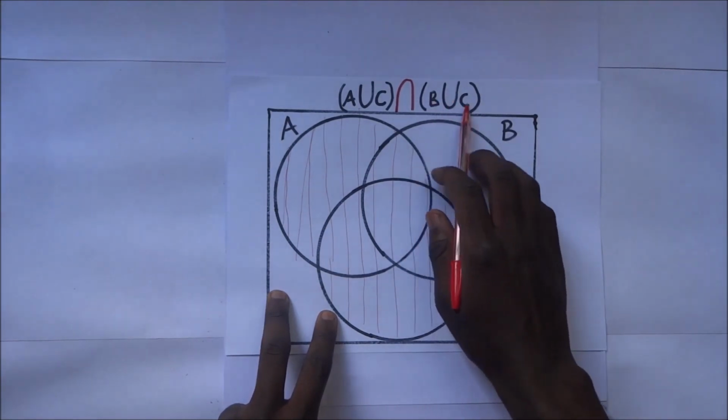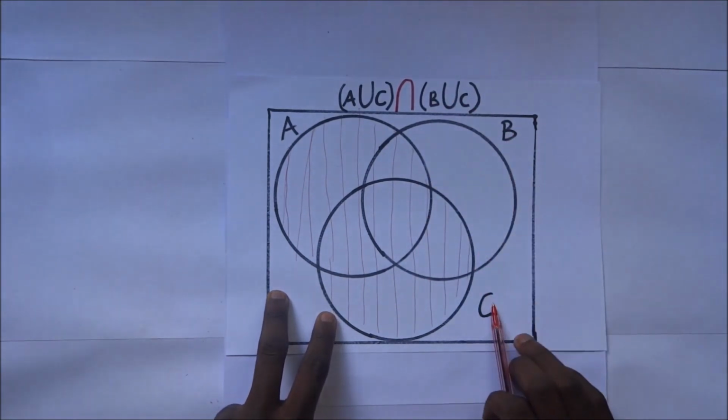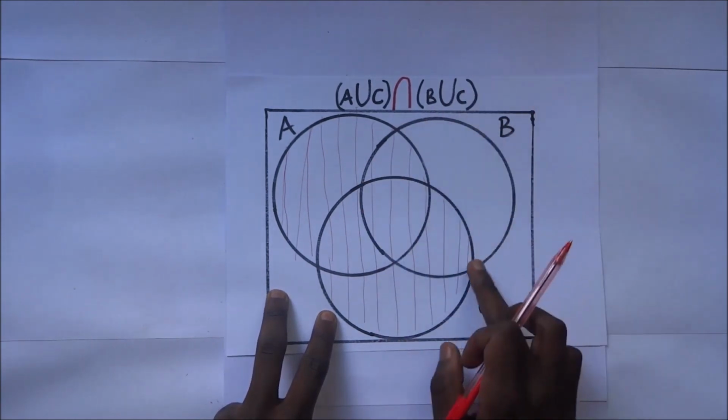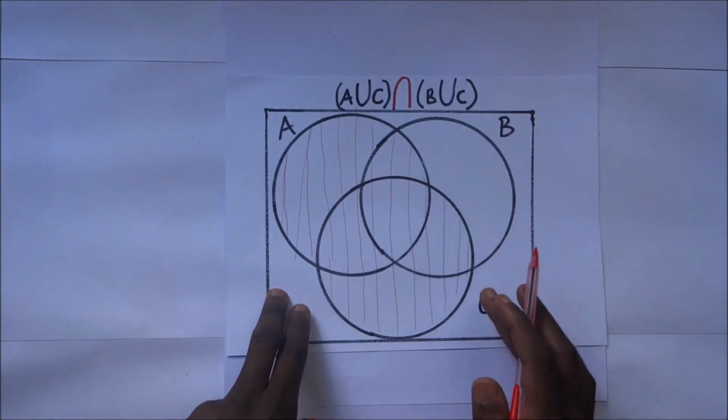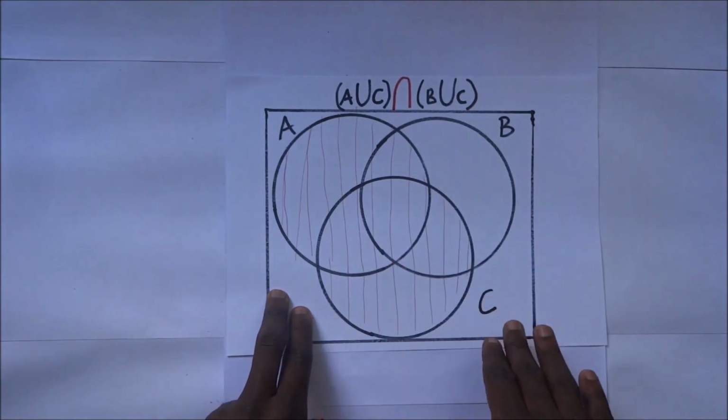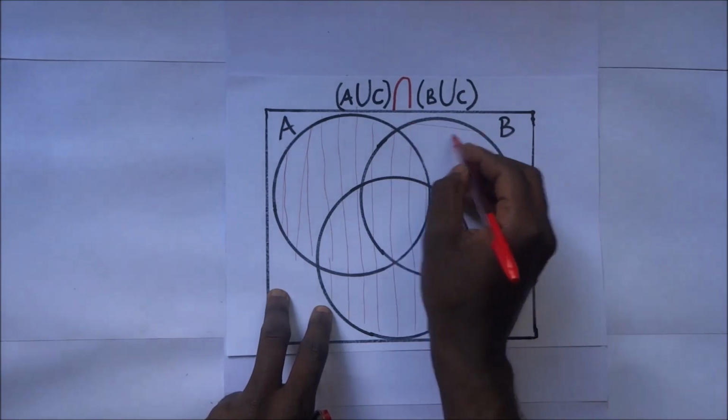Then B union C, we have B and C. So B union C means you're going to shade everything in B and C. For B union C, we shall use lines that are horizontal. B union C is that.